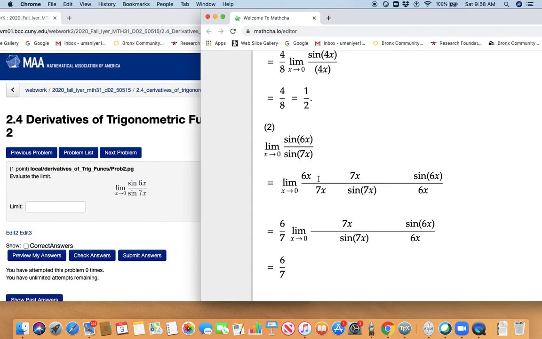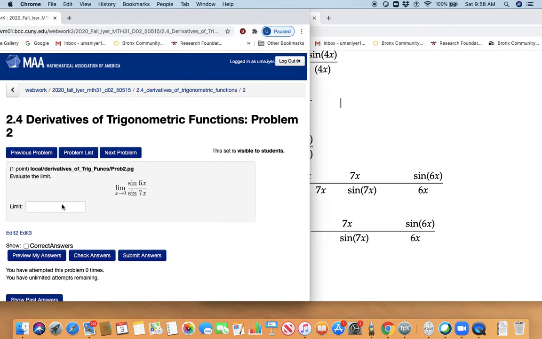Now at this point, notice the x's can be cancelled. These x's. So what am I left with? This constant 6 over 7 outside, and the limit as x approaches 0 of this fraction and this fraction. This goes to 1, this goes to 1. The limit is 6 over 7.